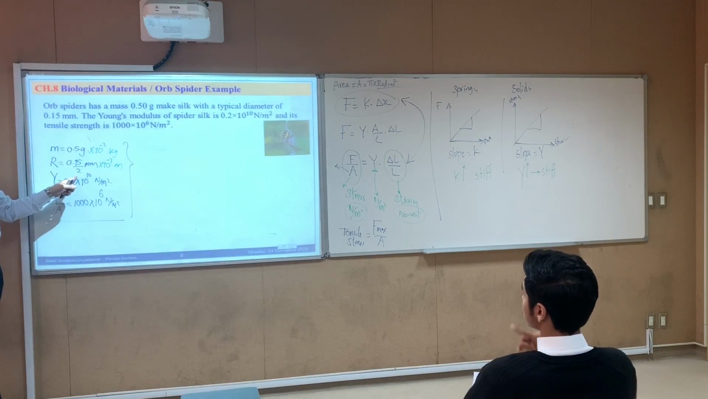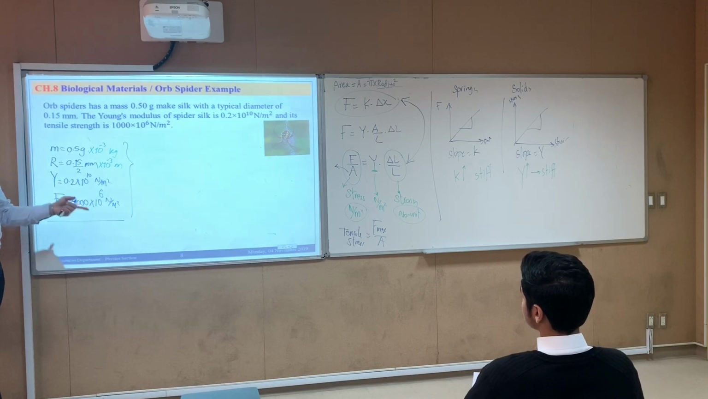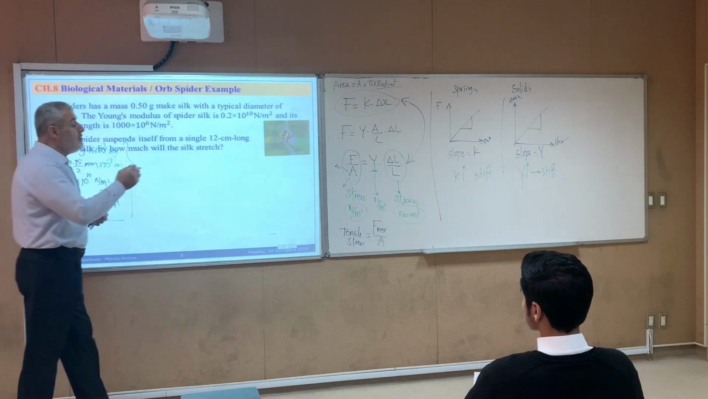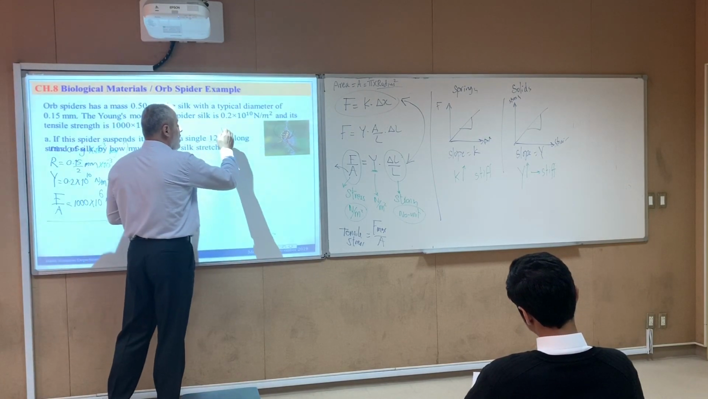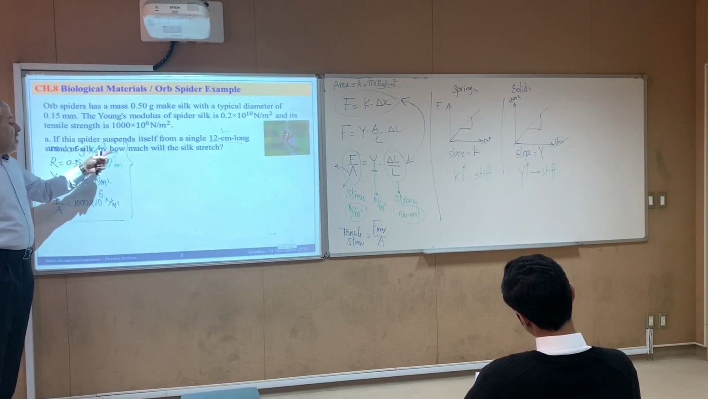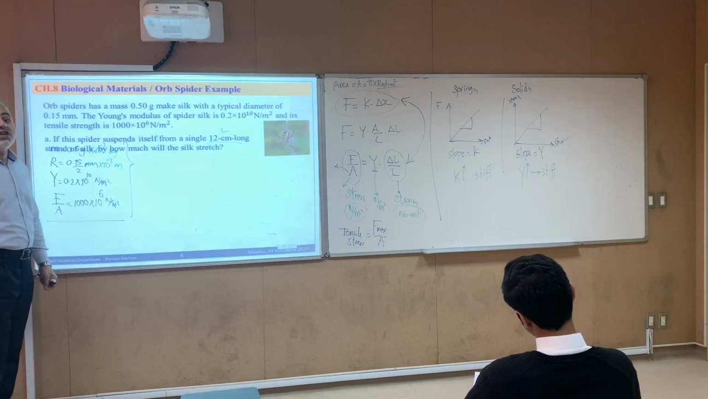Clear why we divide this by 2? Because this is the diameter D. We want the radius. I always like to use the radius. That's simple. See question 1. If the spider suspends itself from a single strand of silk 12 centimeter long, this is your L, by how much will the silk stretch?